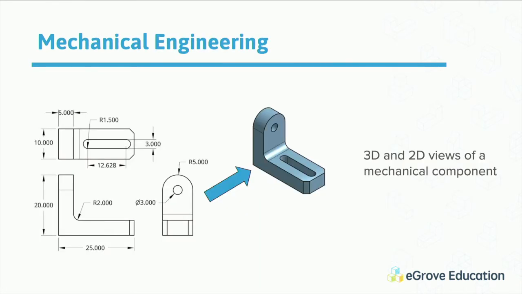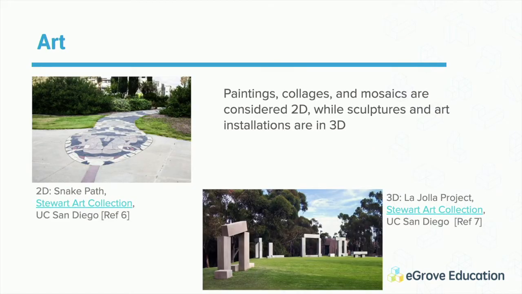In mechanical engineering, you're designing all sorts of mechanical systems or bolts or connectors, and again, just like civil and structural engineering, you need to be able to go from the 2D views and produce a 3D object of a mechanical component. In art, we have 2D types of art like pictures or this snake path at UC San Diego, or 3D art, so sculptures.